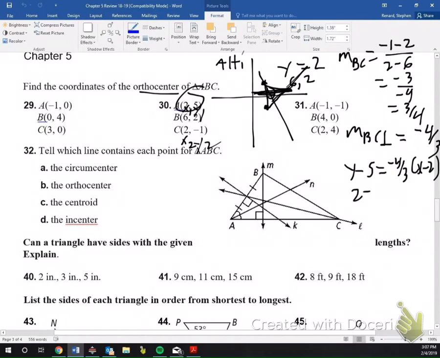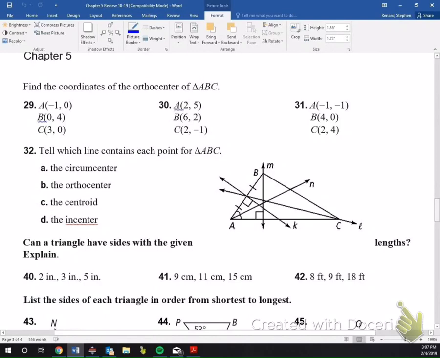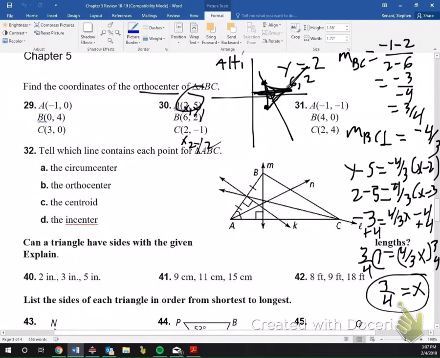And then we know that y equals 2, so we're going to plug that in there. And that's going to give us the intersection of the 2 points. So 2 minus 5 is negative 3, 4/3 x minus 4. We're going to add 4 to both sides. So we get 1 equals 4/3 x. So we multiply that by 3/4, and we get x equals 3/4. So the point of intersection there, the actual orthocenter, we would write as (3/4, 2). That would be the answer to number 30.